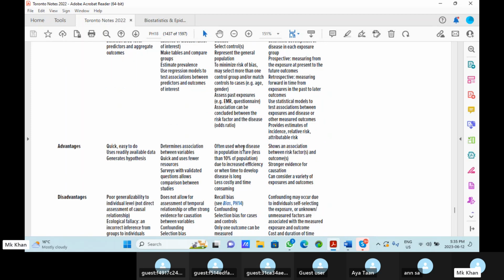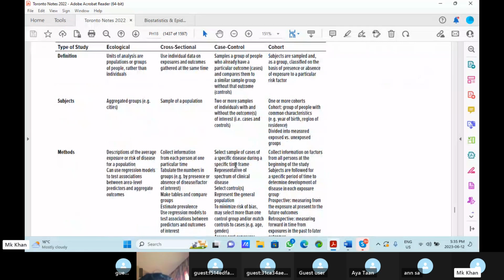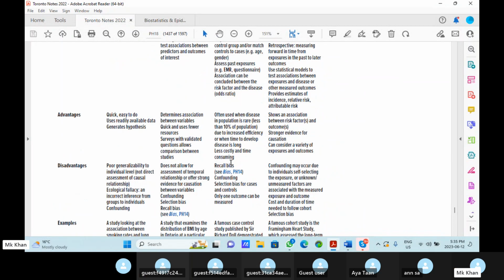So what are the advantages? This is often used when the disease in the population is rare, less than 10% of the population, due to increased efficiency, or when the time to develop the disease is long. So the case control advantage is that it can check rare diseases. But the disadvantages are recall bias, confounding, selection bias, and control issues; all these biases can be present.